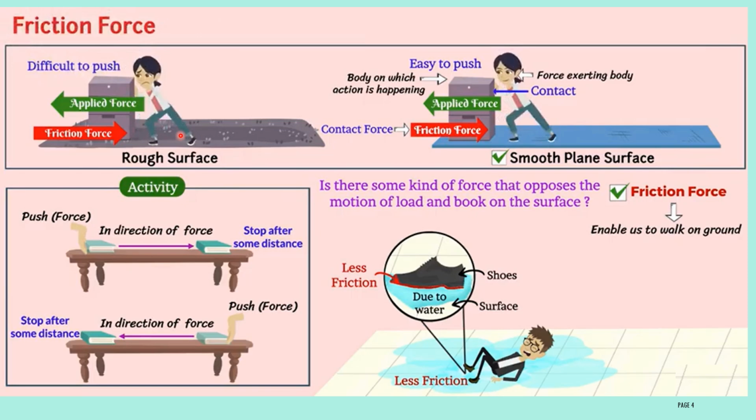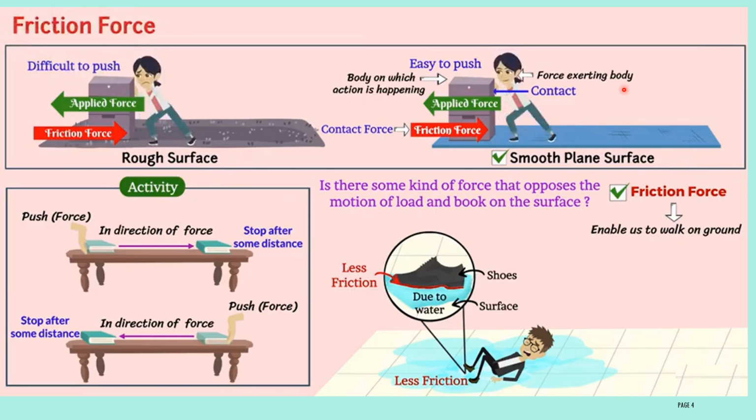Coming to the rough surface, here also this girl is applying a force on the wooden box. Then this box will move in this direction, and the frictional force acts in the opposite direction. Here the frictional force is more compared to the smooth surface. Therefore this wooden box will move very slowly. In this case it is very difficult to push the wooden box because of the more friction. On the smooth surface you can push because of the less friction.